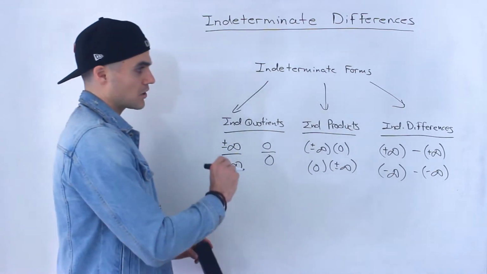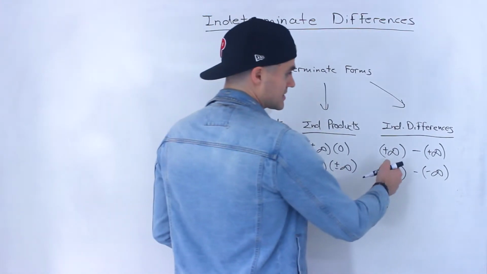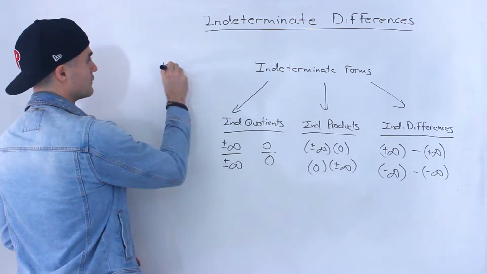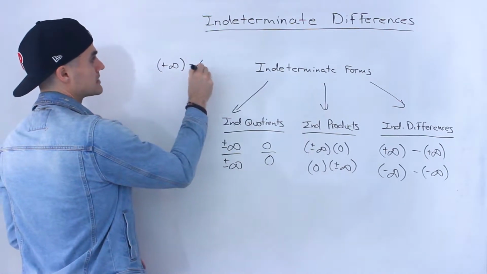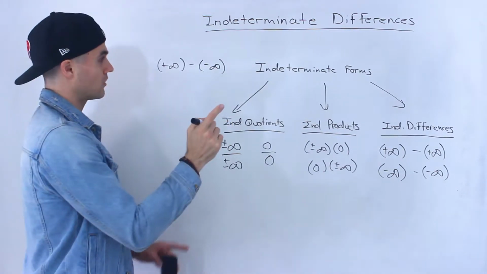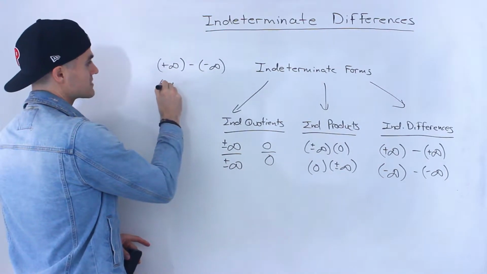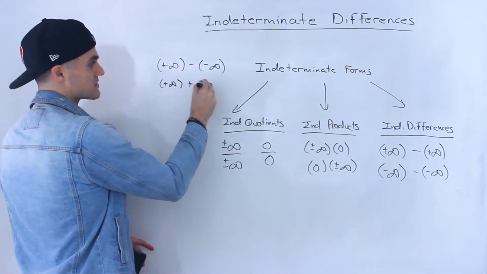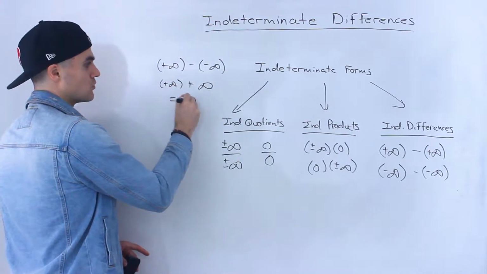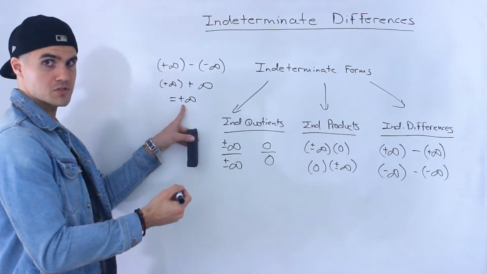Now, before we talk about the strategies, notice that we can't have, for example, positive infinity minus negative infinity. This is really important, because if you have this, it's just positive infinity plus positive infinity, right? The negative negative turned into a positive, which is just going to give you positive infinity. So you know that limit is going to go towards positive infinity.